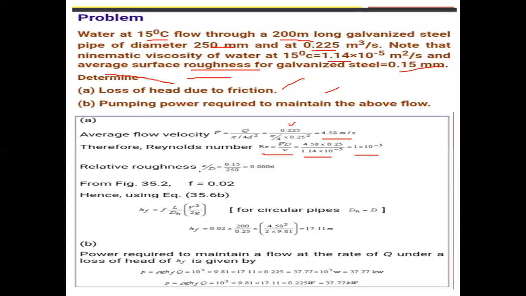And what is related to roughness here? The relative roughness is e by capital D, right? So what is capital D? Capital D is equal to 250, and e is the average roughness, the surface roughness, e is equal to 0.15. Therefore, relative roughness is equal to e by D, 0.15 by 250.